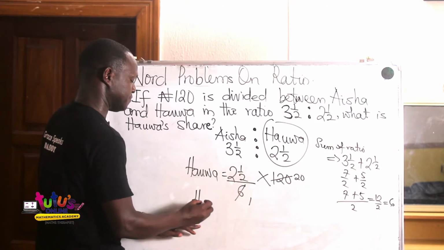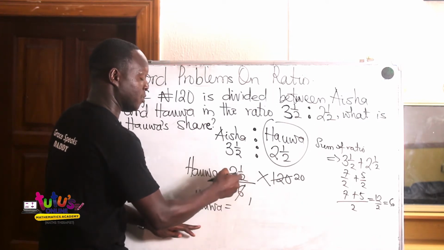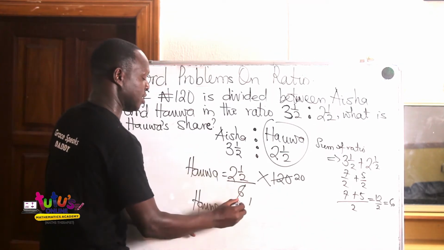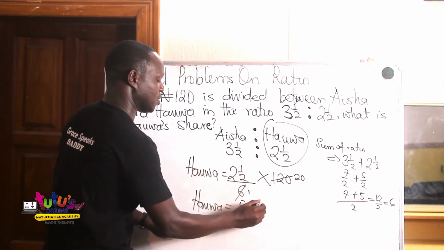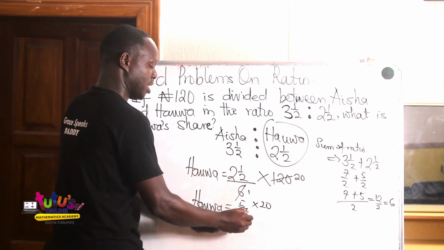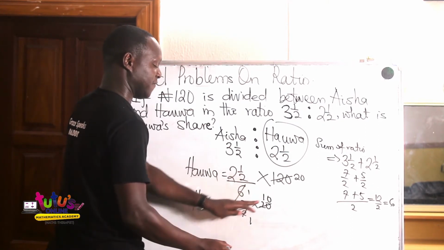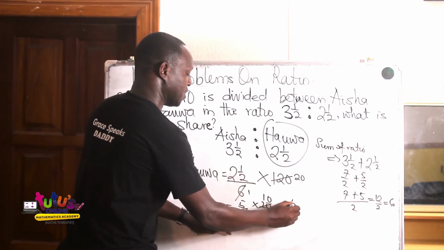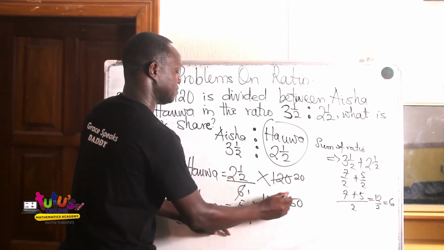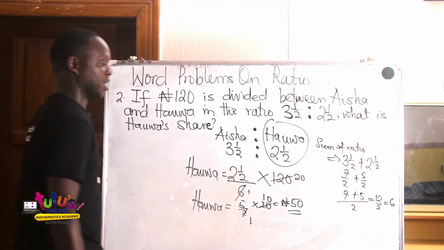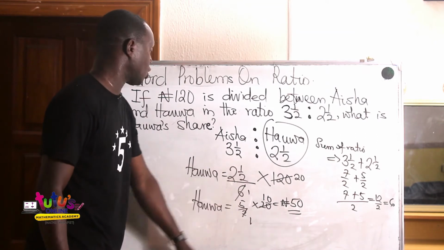So Hawa gives us, convert it to improper fraction, 2 times 2, 4 plus 1, 5 over 2, times 20. 2 here, 1. 2 here gives us what? 10. So 5 times 10 gives us 50 naira. So Hawa's share is 50 naira. We're moving over to the third question.